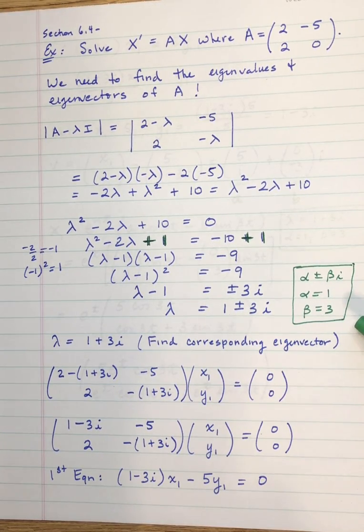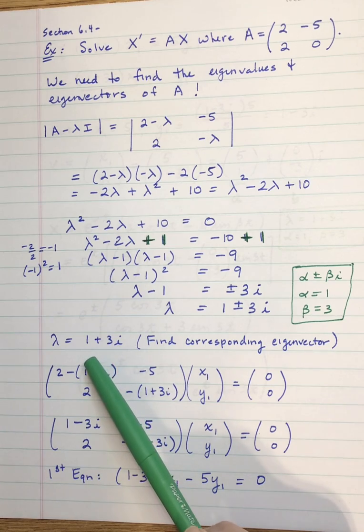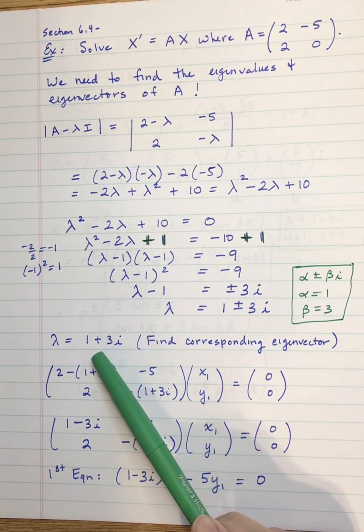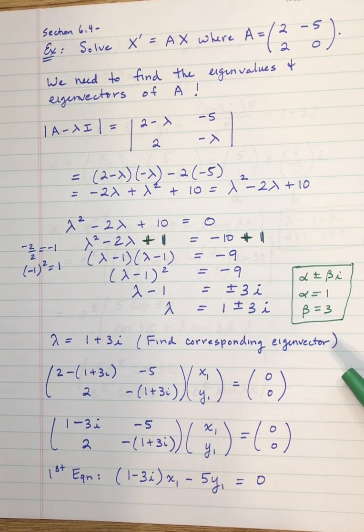So going back to the notation we've used many times, alpha plus or minus beta i, our alpha is 1, our beta is 3. Now let's find the corresponding eigenvector for the eigenvalue 1 plus 3i. Let's use the positive sign here. That's what we did when we derived the formulas when we talked about this last time.